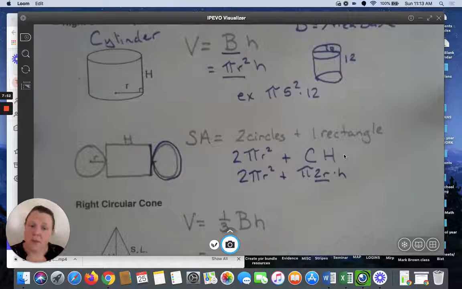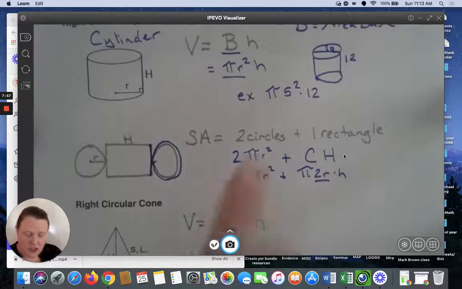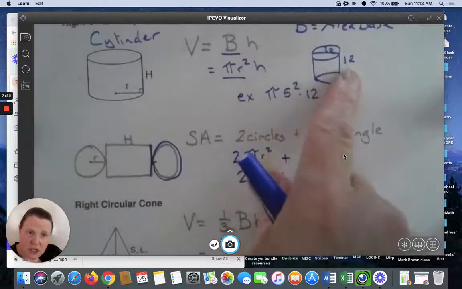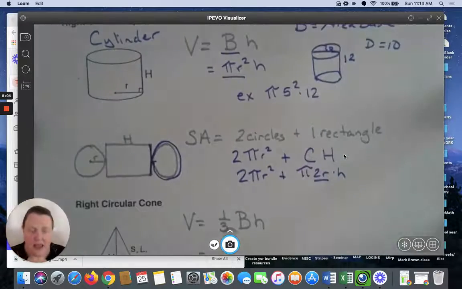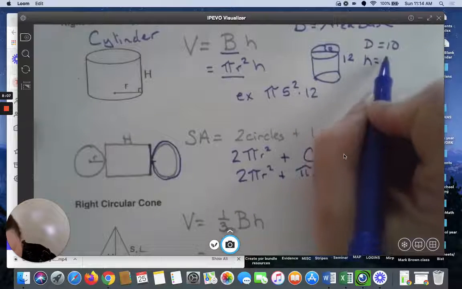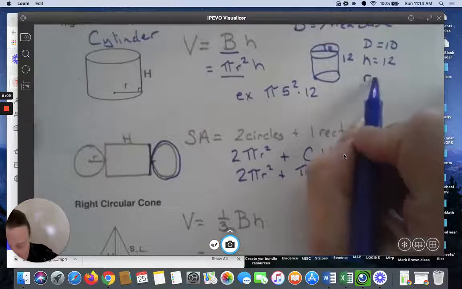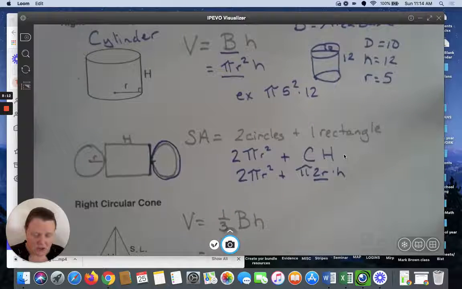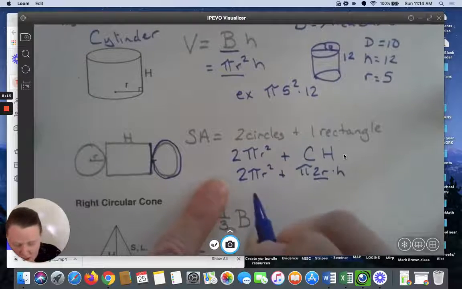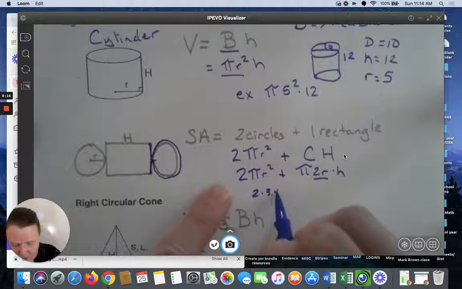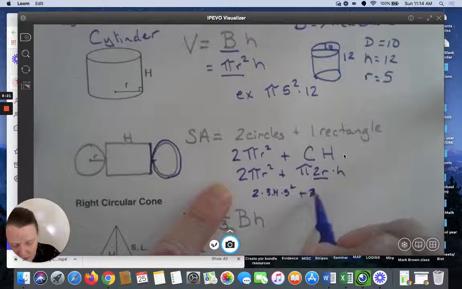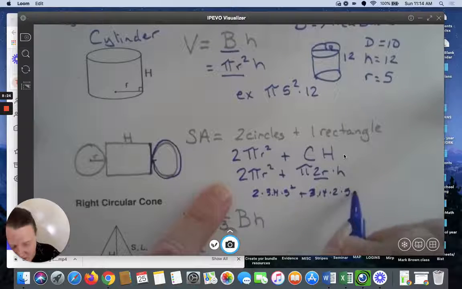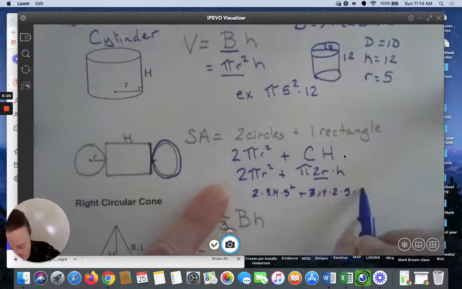So again, the formulas aren't bad. What we have to think about is where they come from in the picture. So again, I've only given you two numbers. So if I gave you that d equals 10 up here, in case you still can't read my handwriting, and the h equals 12, the first thing you need to do is figure that r equals 5. And now you can plug it in the formula down here. You would just take 2 times 3.14 times 5 squared plus 3.14 times 2 times 5 times, in this case, the height is 12. It's the first time I need that.